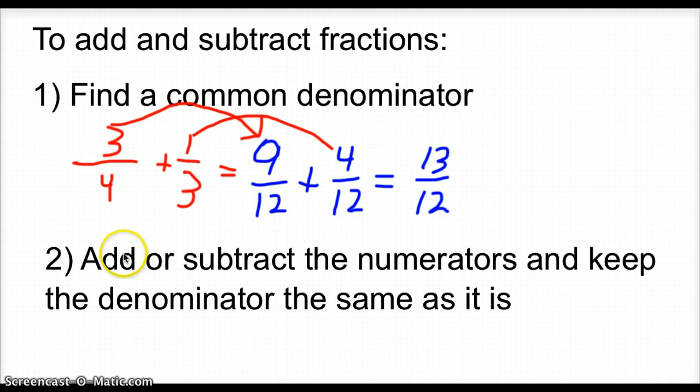The next step is simply add or subtract the numerators and keep the denominator the same as it is. So just following that rule, 9 plus 4 equals 13, and then 12 will remain our denominator. So in this case, that result will be 13/12.